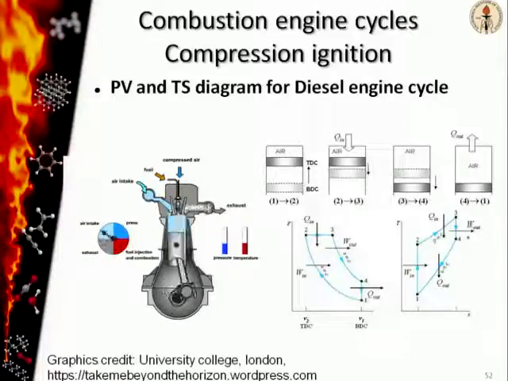So that is a major difference between the SI engine cycle and the CI, the compression ignition engine, cycle. Apart from that, the processes are pretty similar, except that, of course, in the diesel cycle, you do not have a spark ignition. The fuel-air mixture auto-ignites because of the high temperature and pressure at the end of the compression process.